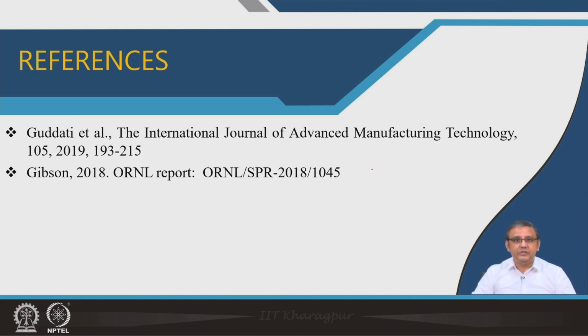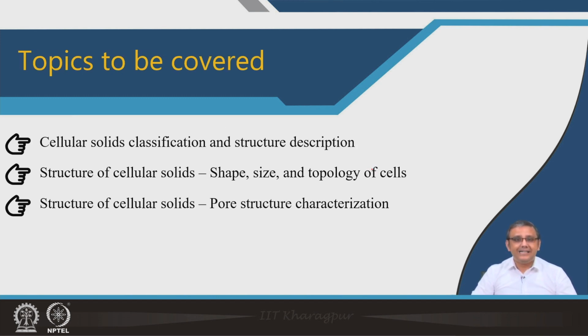These are the references which were used for this lecture, and in the next lecture we will learn about the classification of cellular solids, the pores, and how to characterize the pores, their shape, size and topology. With this we come to the end of the chapter on fabrication of porous materials, and from the next chapter we will start with the characterization and properties of porous materials and how they depend upon many of the process parameters, porosity and pore morphology.